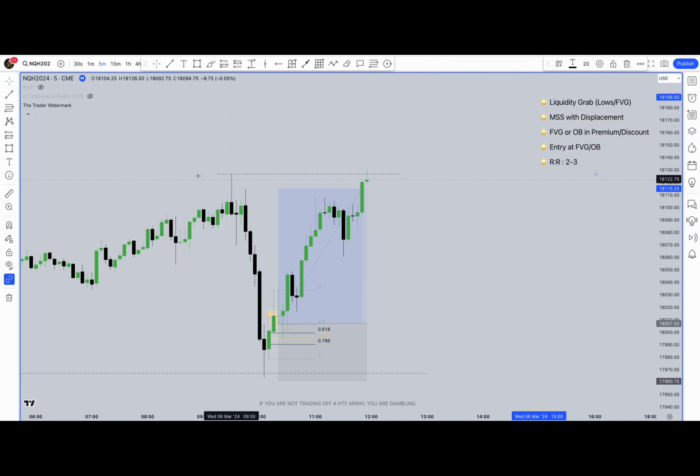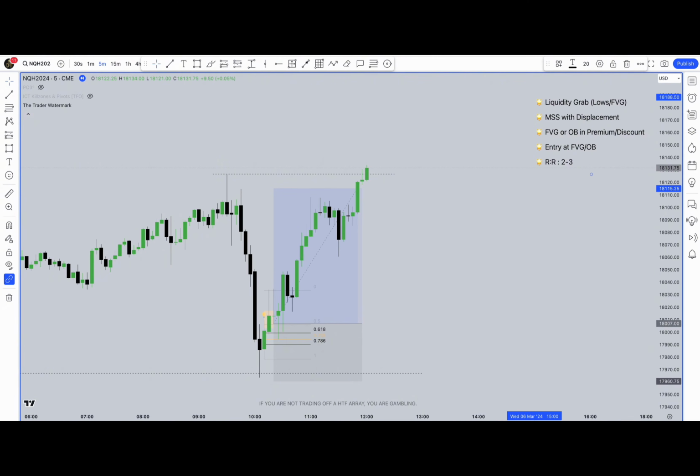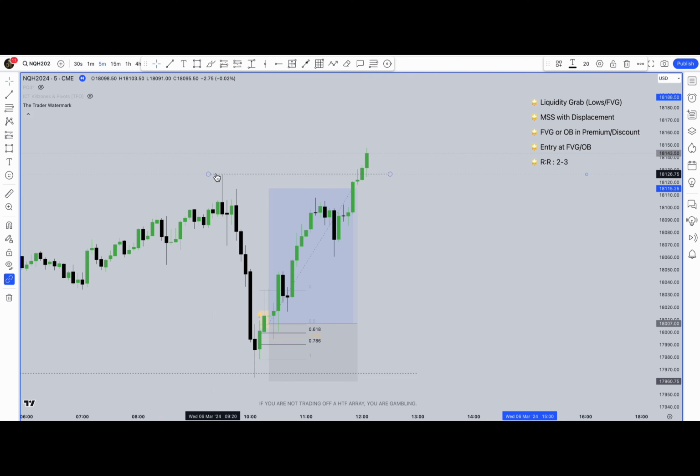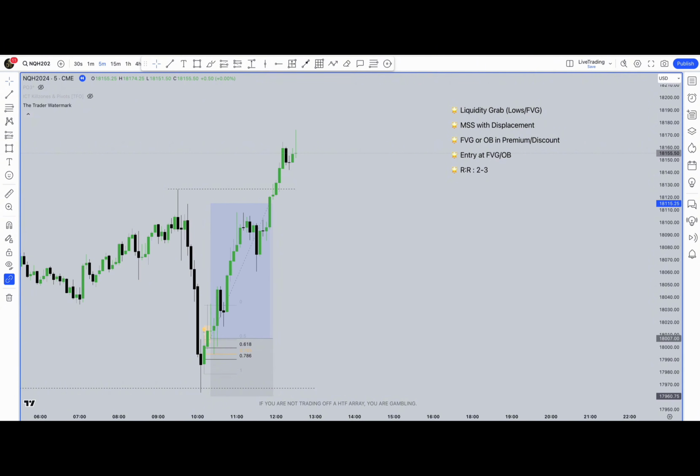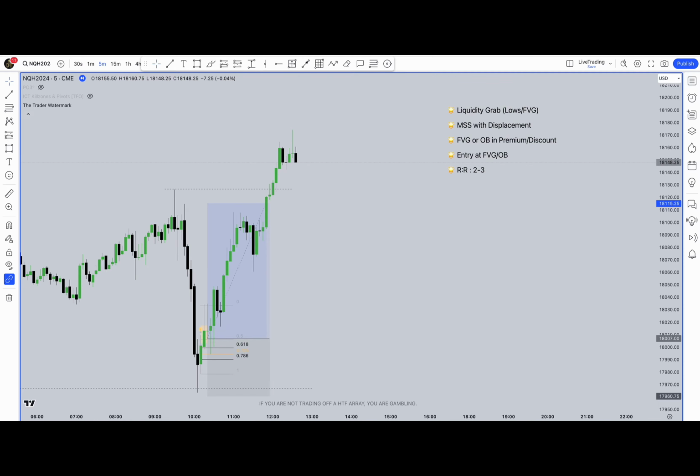So right before lunch, we're taking out this liquidity. Let's see what price does here. It keeps going. So our target could also have been here, but you should be very happy with this trade. And you can just watch price until it makes a market structure shift or just continues. You're done for the day. But this setup is only for a market structure shift with displacement.